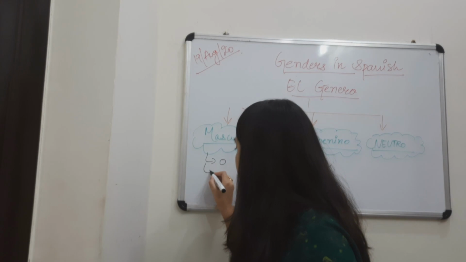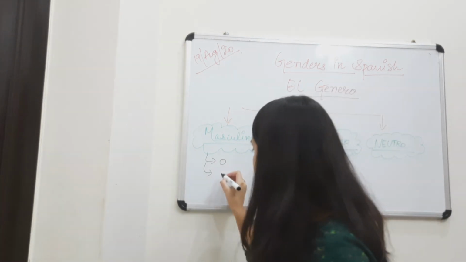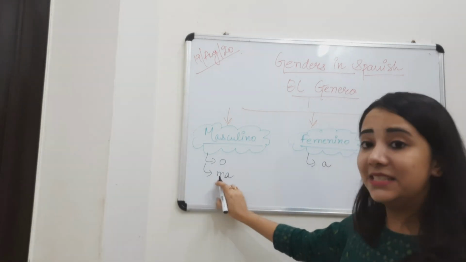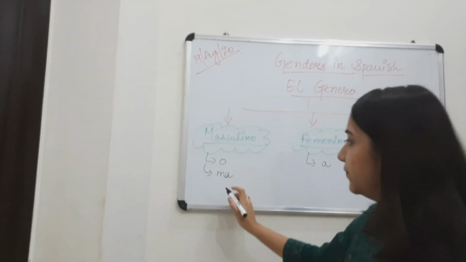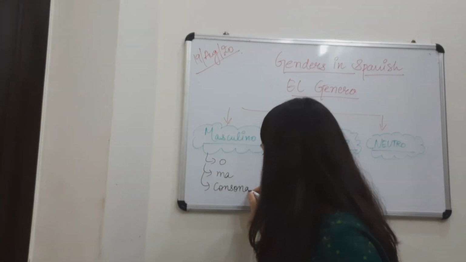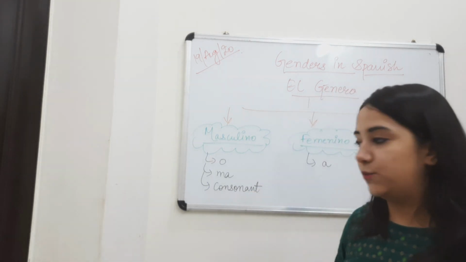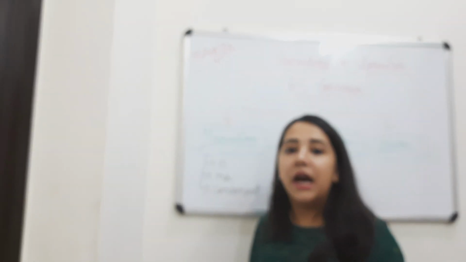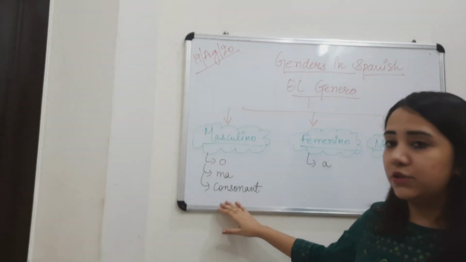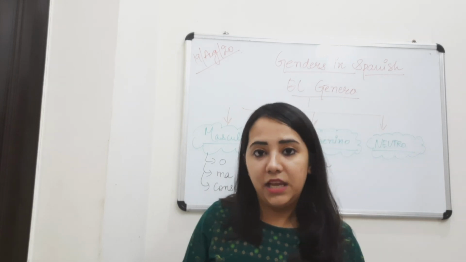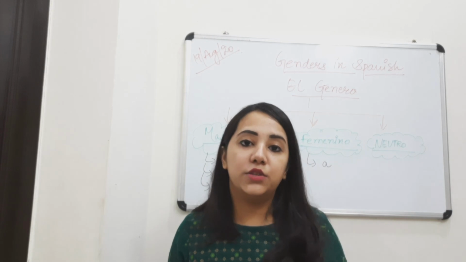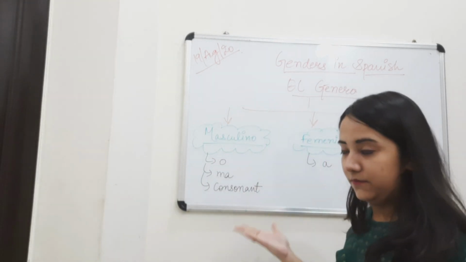Okay? If it's ending with ma, that is also considered as a masculino. Here it is ma. ठीक है? M-A, ma. And the last one is consonant. Now what happens with consonants? What are consonants? Consonants, if it's ending with the R, that is a consonant. If it's ending with the B, that is a consonant rather than a vowel.